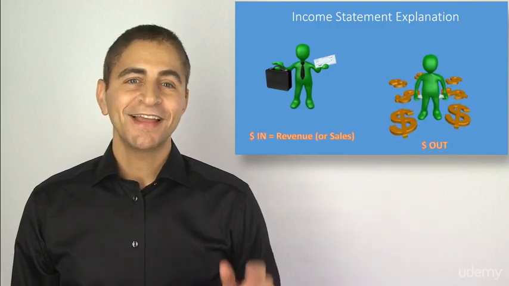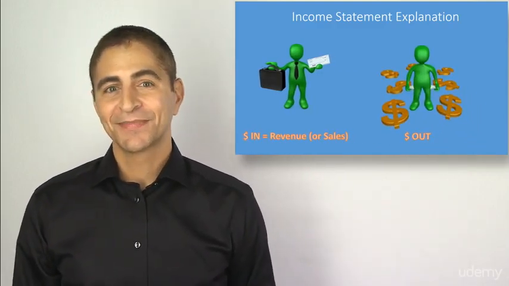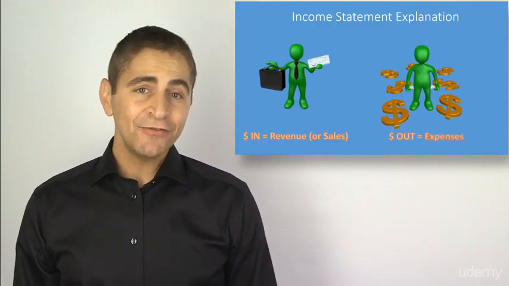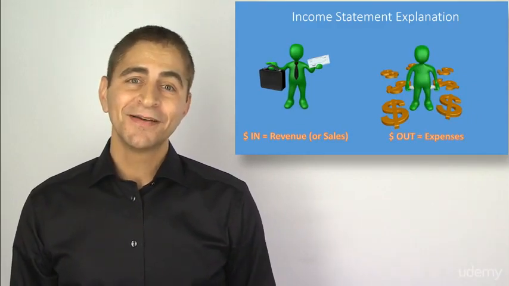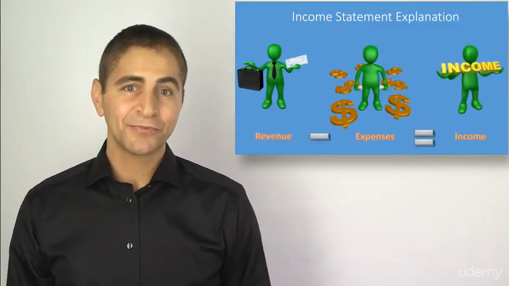Okay. And it also tells you money out, okay? And revenue, or money in, minus money out, or expenses, equals net income. Pretty simple. Great.